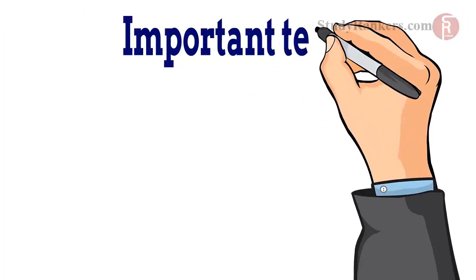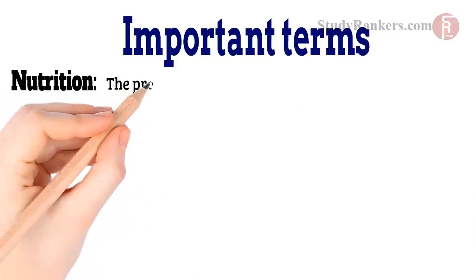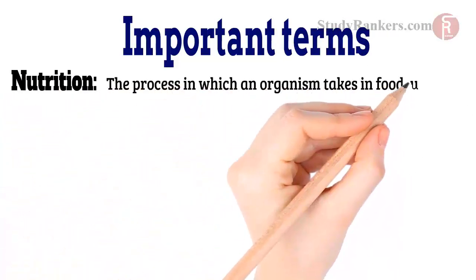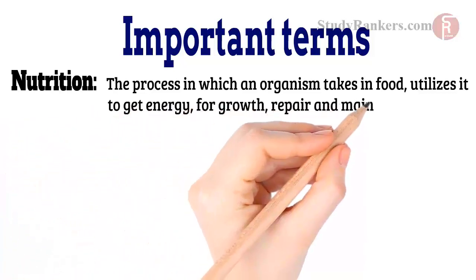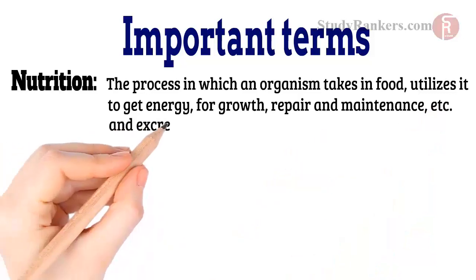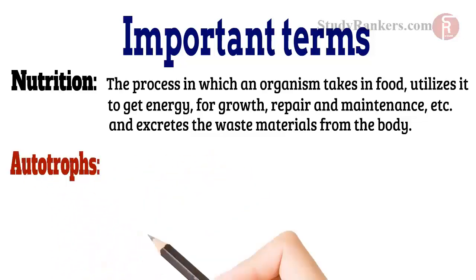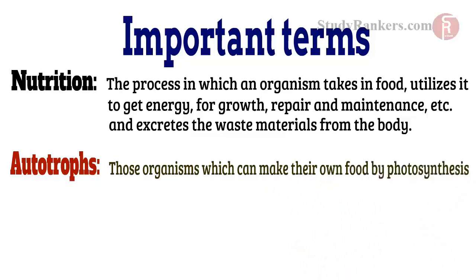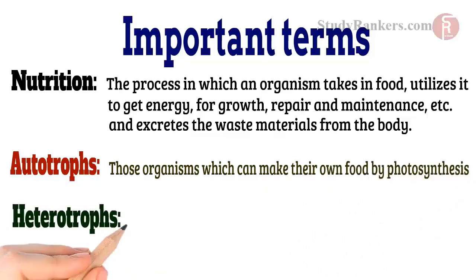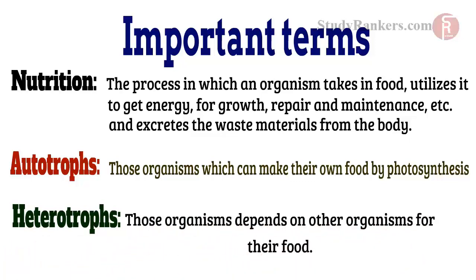Now at last, we are going to study some important terms we should remember. They are: nutrition, the process in which an organism takes in food, utilizes it to get energy for growth, repair and maintenance, etc., and excretes the waste materials from the body. Autotrophs, those organisms which can make their own food by photosynthesis. Heterotrophs, those organisms which depend on other organisms for their food.